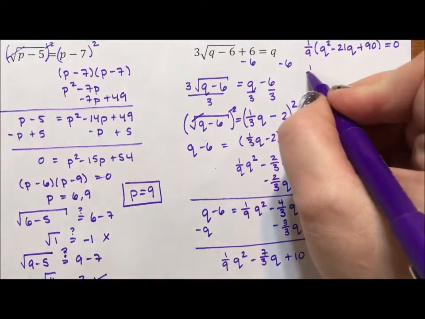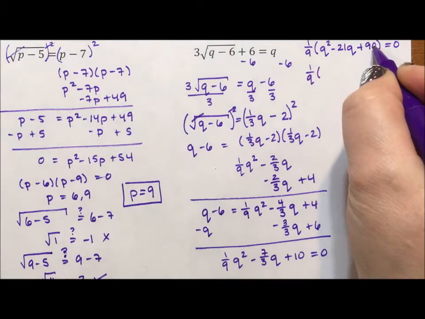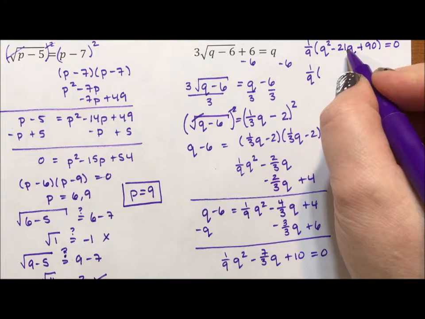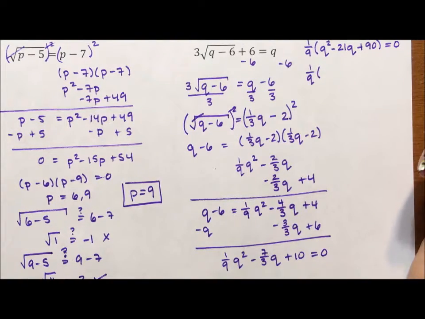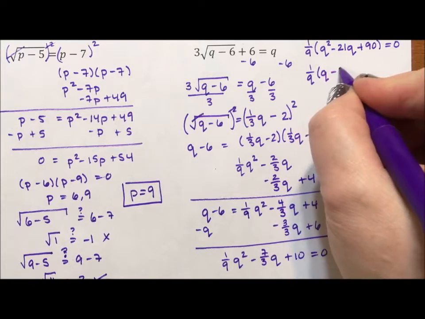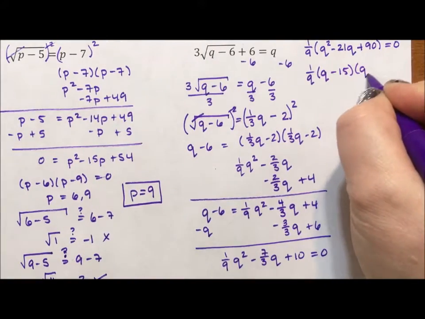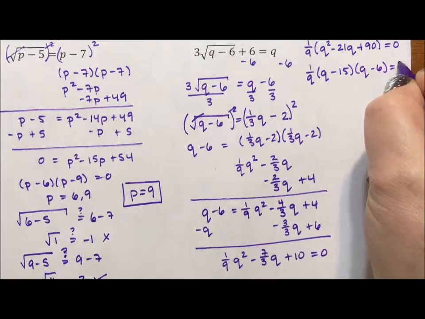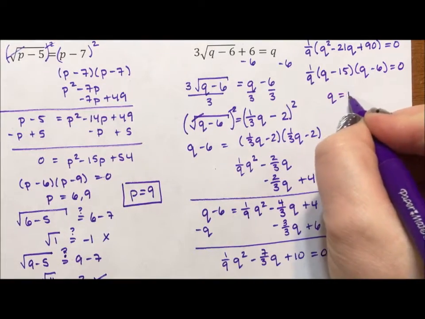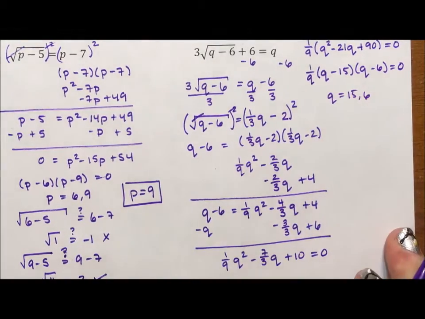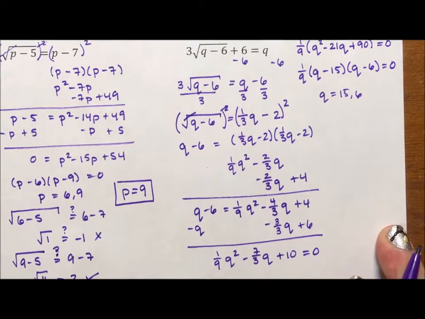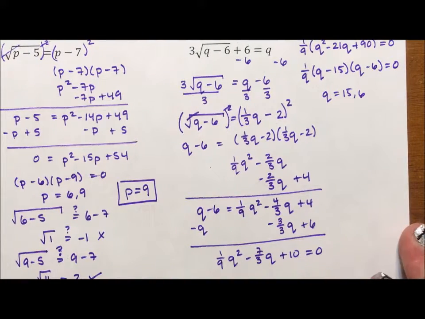All right, two numbers that multiply to 90 and add up to 21 are 15 and 6. So I have q minus 15 times q minus 6. So my solutions are 15 and 6. But here's my problem. I have to check my work.